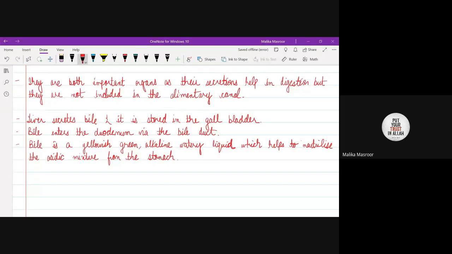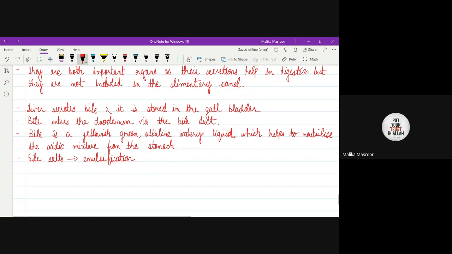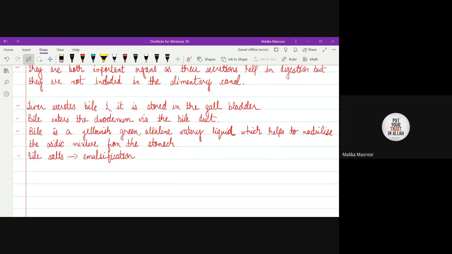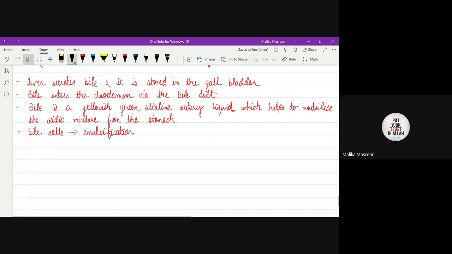All right. Bile contains bile salts that help with emulsification. Okay. And what is emulsification? Emulsification is conversion of large insoluble fat globules into small soluble fat droplets. Is this clear? It's conversion of large insoluble fat globules into small soluble fat droplets.